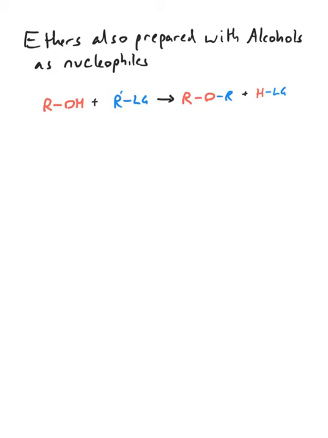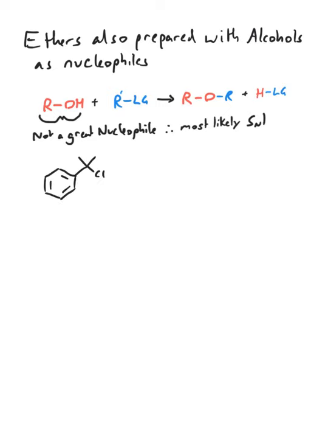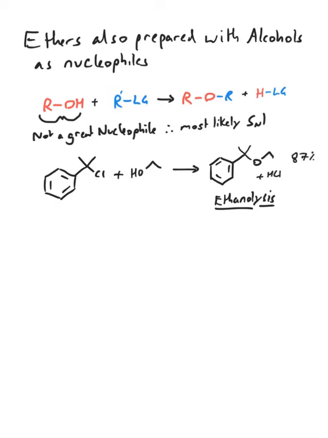As mentioned earlier, ethers are also prepared with alcohols as the nucleophile. In this case, as you would expect, this is not a very good nucleophile, so you would expect this to be more of an SN1 type reaction. For example, we can have this tertiary alkyl halide reacting with ethanol to provide us this ether product.